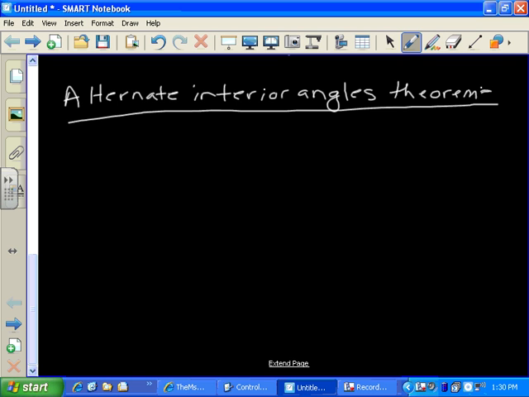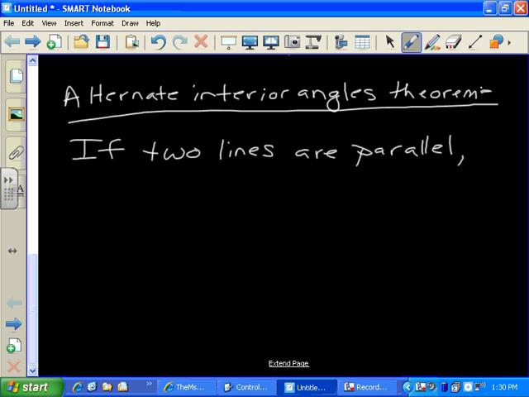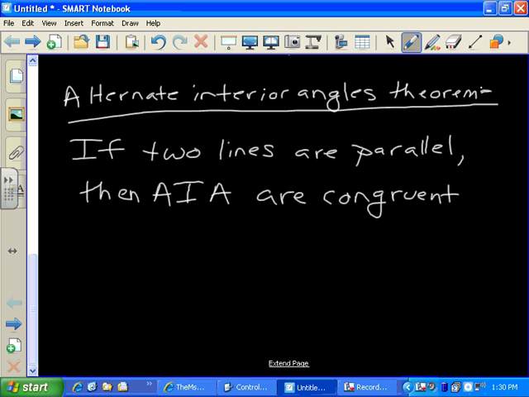Alternate interior angles theorem, very much similar. It simply says if two lines are parallel, then alternate interior angles are congruent. Do you know why I'm not referring to the transversal in this theorem? Why I don't need that? Take a moment, think. Why don't we need to talk about transversals in this theorem?